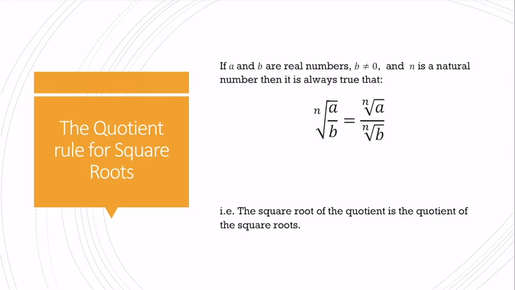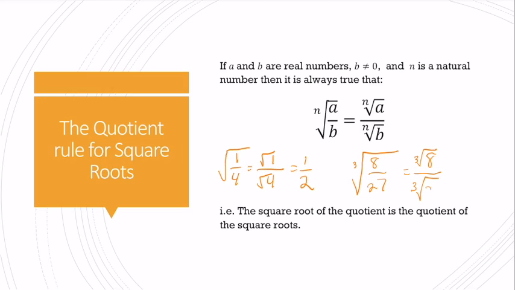Let's talk about our quotient rule for square roots. So if I'm dividing square roots, our quotient rule for square roots is this, and I think I mentioned this in a previous slide. If I take the square root of a fraction, I'm going to take the square root of the numerator over the square root of the denominator. Okay? So if I was looking at the square root of 1/4, I could take the square root of 1 over the square root of 4, and my answer would be 1/2. If I was taking the cube root of 8/27, I would take the cube root of 8 over the cube root of 27. That leaves me with 2/3.